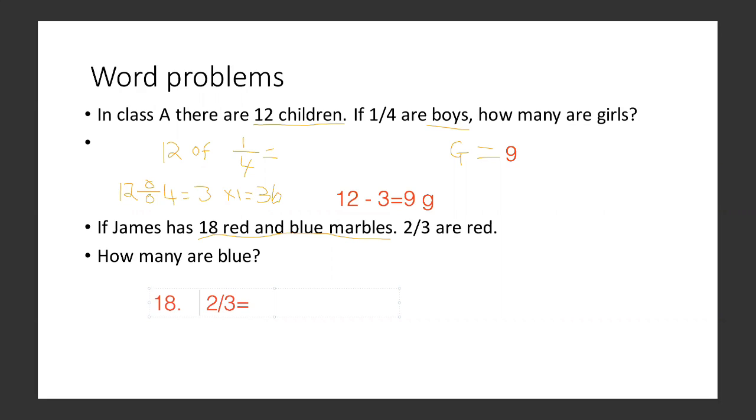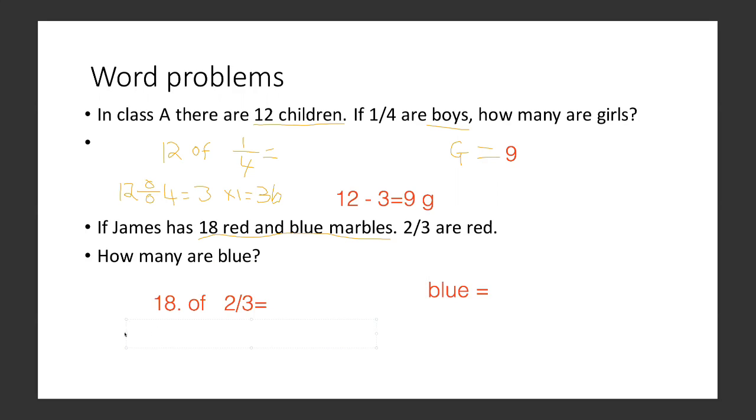So we know that this has to be "of". Now "of" stands for times. I don't want to write times because you will get confused. So you've got 18, and 2/3 are red. How many are blue? In these types of questions, the best thing to do is write blue equals, so you don't forget.